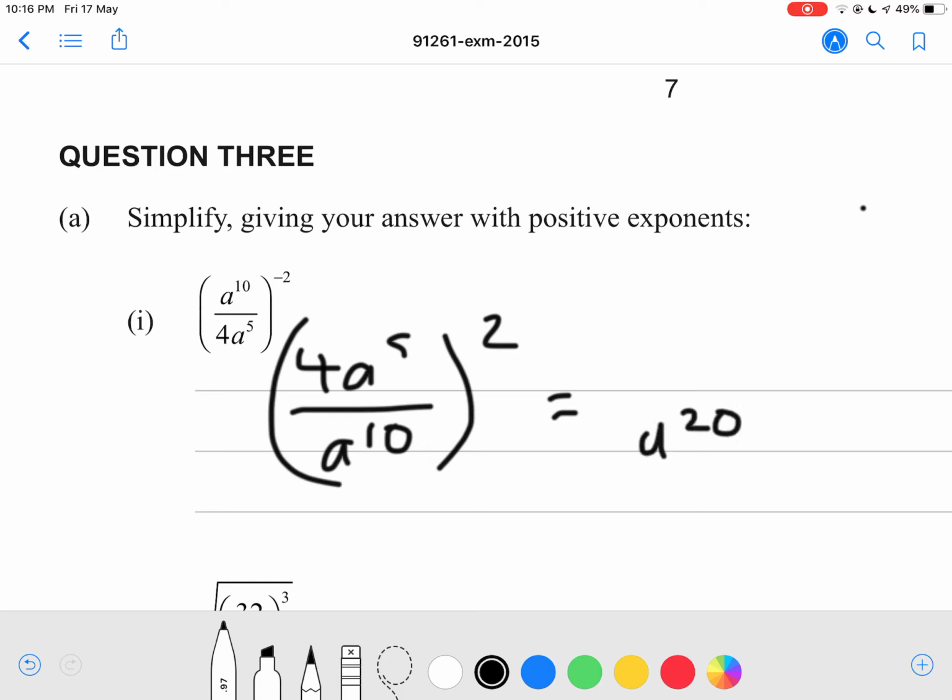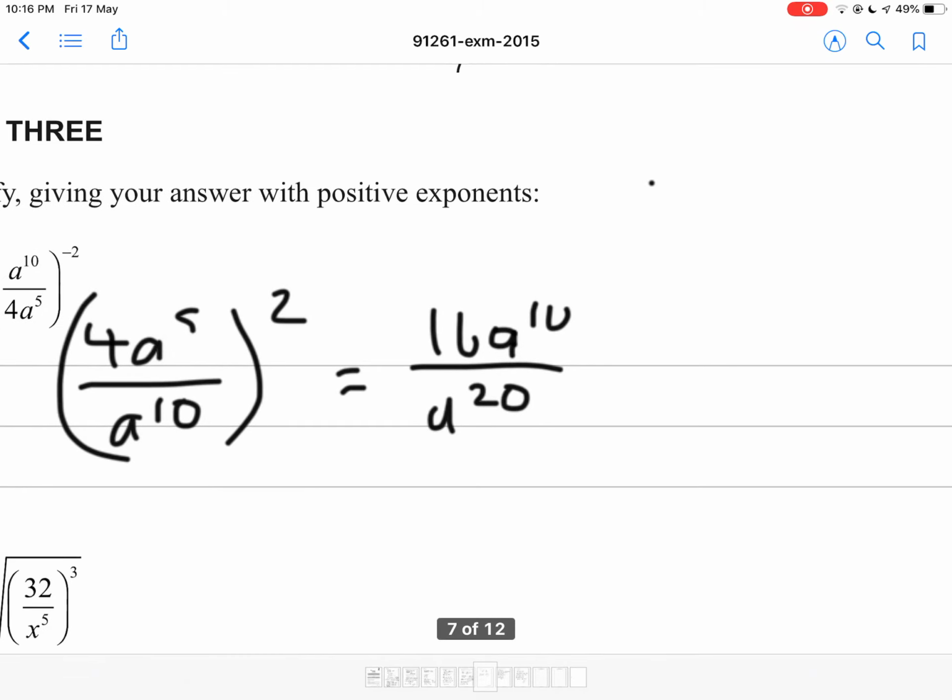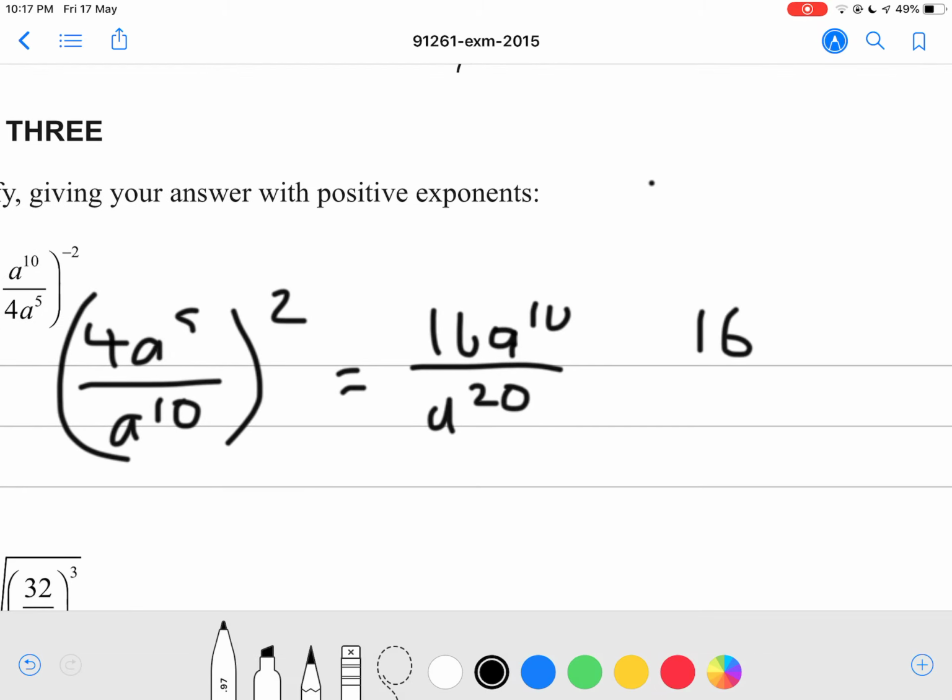a to the power of 20, because a to the 10 times a to the 10 is 10 plus 10, that's 20. And then we have 16, 4 squared, and then a to the 10. Okay? So now we can say that it's 16 divided by a to the power of 10. Okay? That should be the answer.